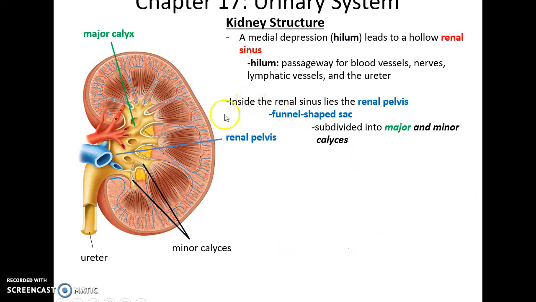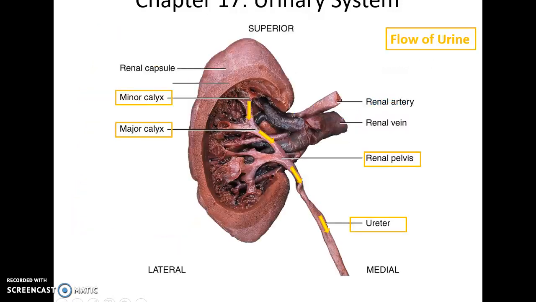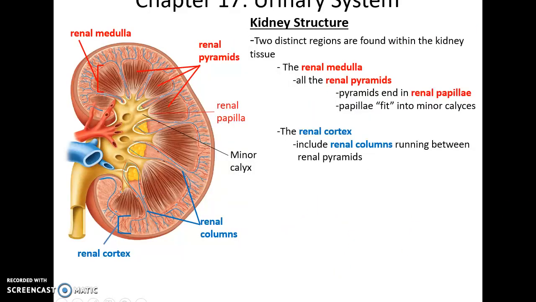Within the sinus, you have the minor calyxes, these special tube-like structures that then fuse to form major calyxes, which then fuse to form the renal pelvis, which then, as it leads out of the kidney, becomes the ureter. These structures carry urine, so the minor calyxes carry urine to the major calyxes, which carry to the renal pelvis, and then out the ureter down to the urinary bladder.